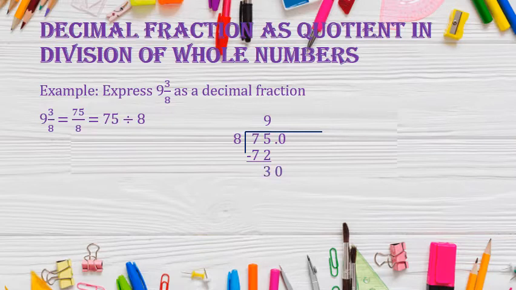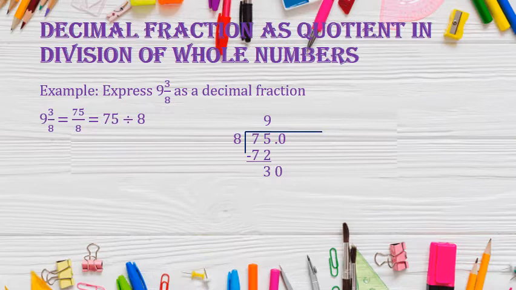Now children, after 75, there is a decimal point in the dividend. So what we are going to do? We will put this decimal point in the quotient also and then we will carry down that 0. Right? Because we have written 75 as 75.0. So now we will carry down the 0 and our dividend becomes 30. So now we will divide 30 by 8.